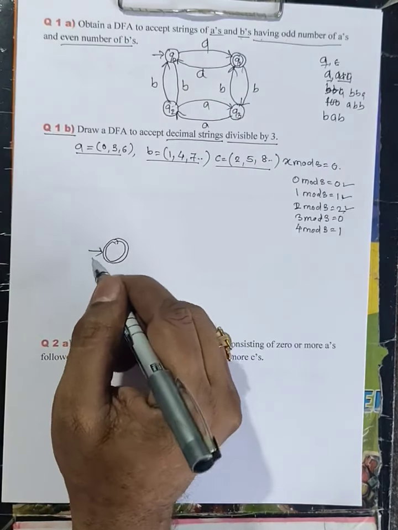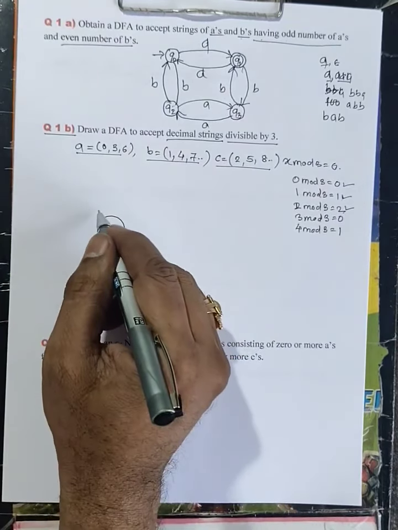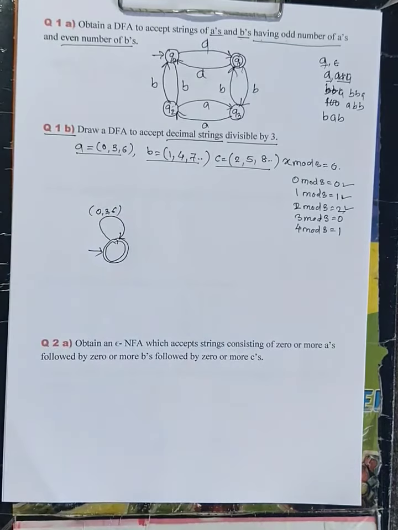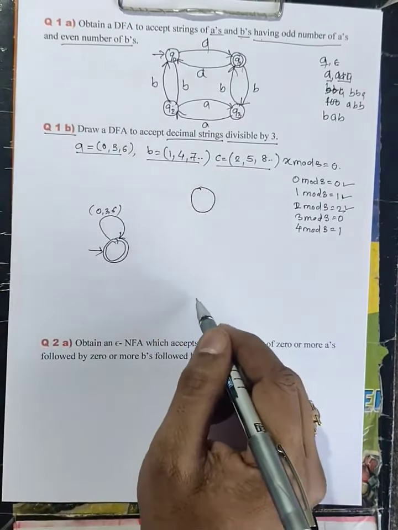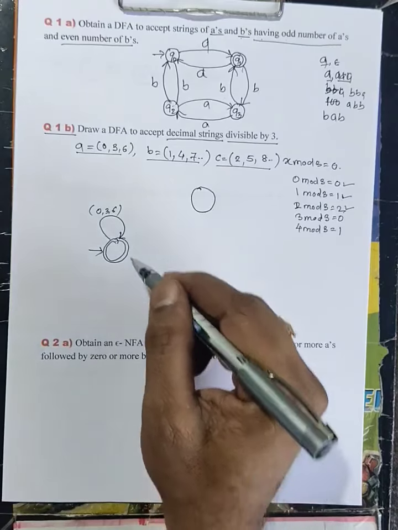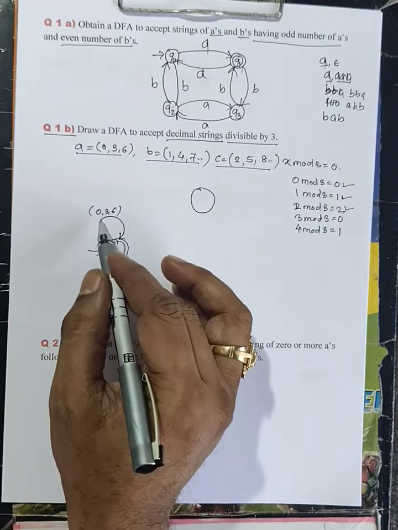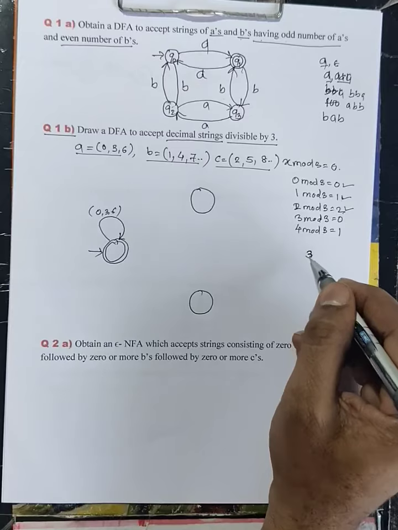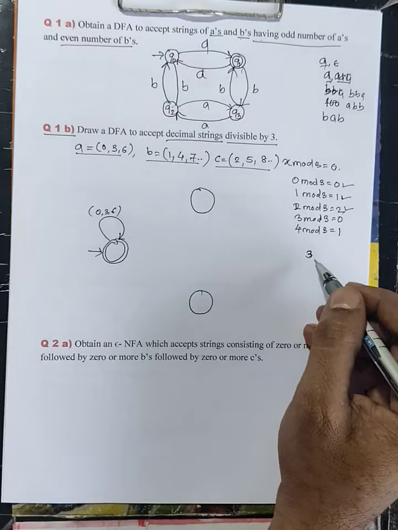You can take the initial and final states as the same. If this is divisible by 3, if the remainder is 0, meaning 0, 3, 6, for these numbers the remainder is 0. This is divisible by 3. You can also construct the DFA directly without a table. Suppose our digit is only 3. 3 means a single digit, and this is divisible by 3.